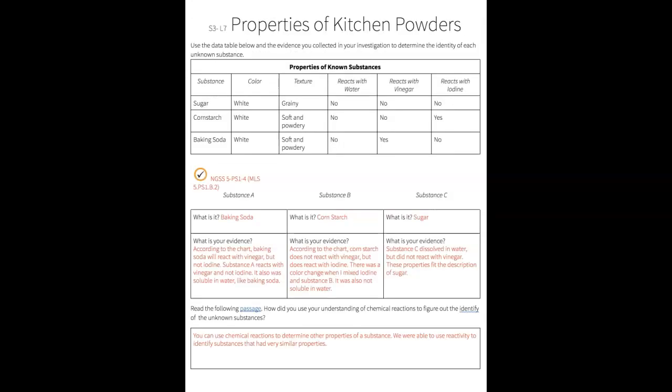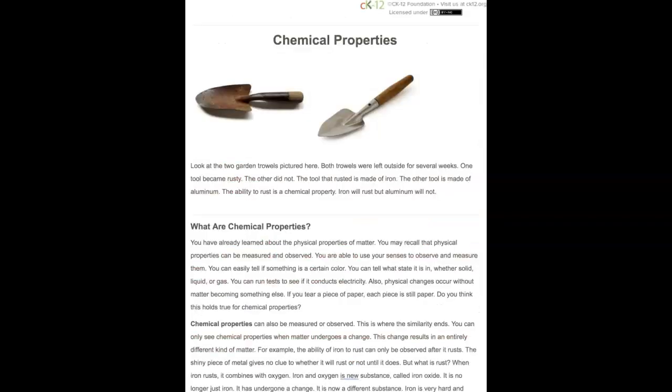In the explain part of this lesson, students will need the Properties of Kitchen Powders page found in their student journal. They're going to use the data table at the top of this page and compare it with the investigation results they got on the previous student journal page. They should come to the conclusion that substance A was baking soda, substance B was cornstarch, and substance C was sugar. At the end of the explain, students will read a passage that explains that they cannot measure chemical properties unless a chemical reaction occurs.